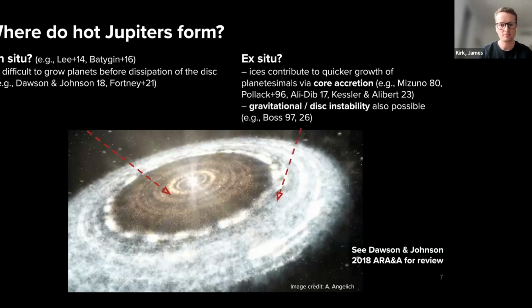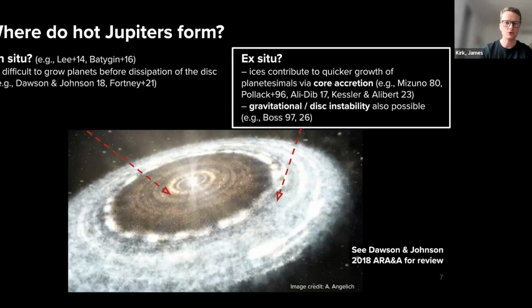So instead, the consensus picture is that these planets are actually forming in the outer icy parts of the protoplanetary disk, where ices can contribute to the quicker growth of solid planetesimals via core accretion. Although it should also be said that gravitational instability is possible at these larger separations and could actually be responsible for the directly imaged population of planets. But for today, we're going to move forward with the assumption that hot Jupiters are forming via core accretion in the outer parts of the protoplanetary disk.